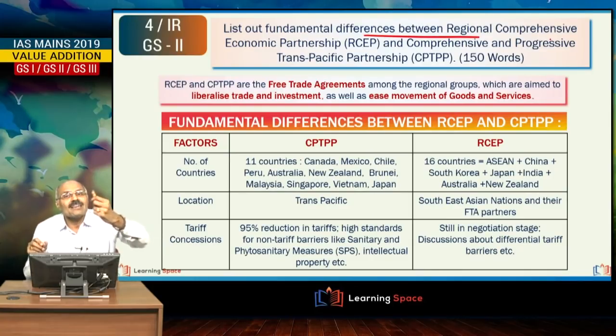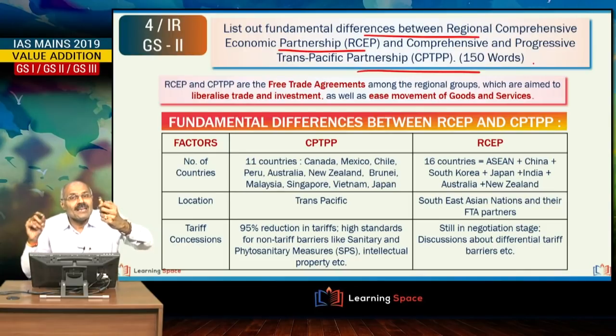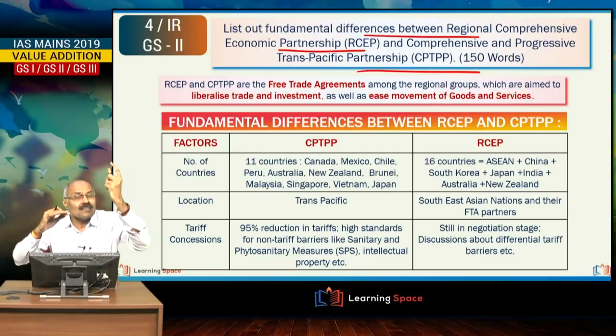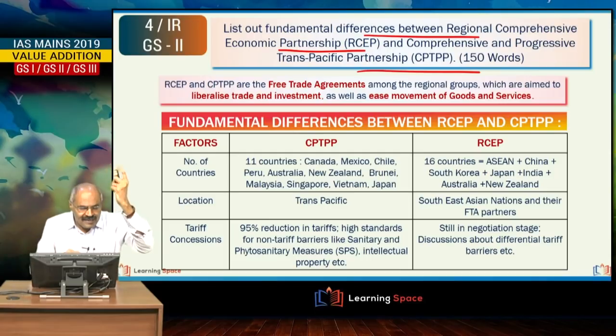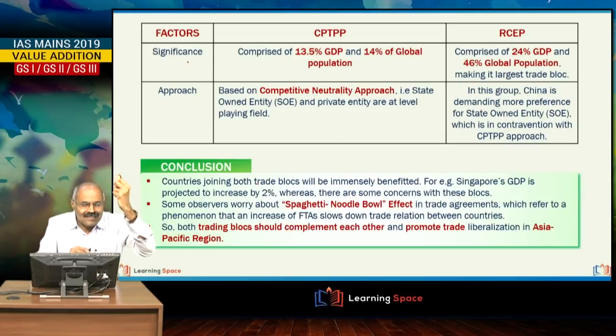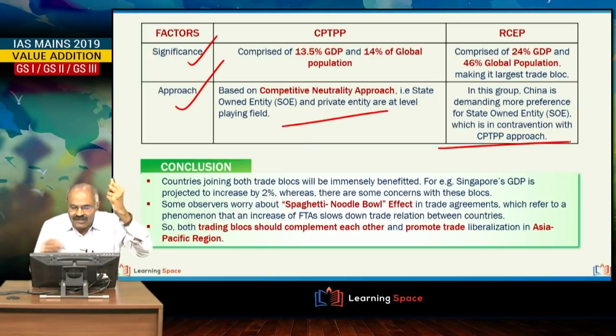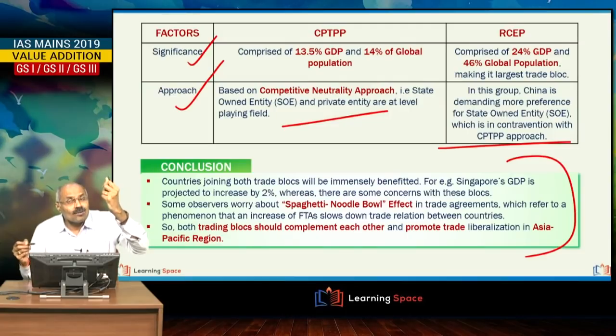List out fundamental differences between RCEP and CPTPP. CPTPP means Trans-Pacific Partnership minus USA. And here you can develop the answer on these lines: number of countries, location, tariff concessions, then significance of CPTPP and RCEP, then approach. There are fundamental differences in the approaches. Finally, you can conclude, right? This question is with 150 words, right? Let us look at the next question.